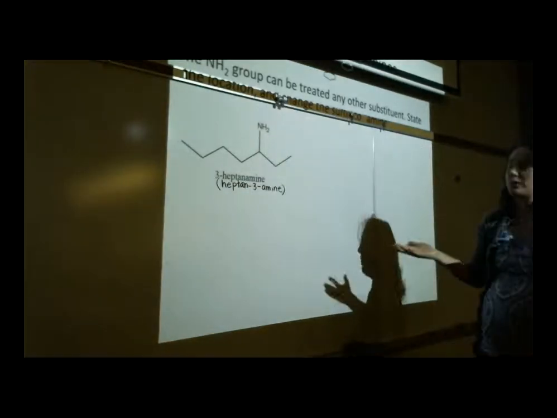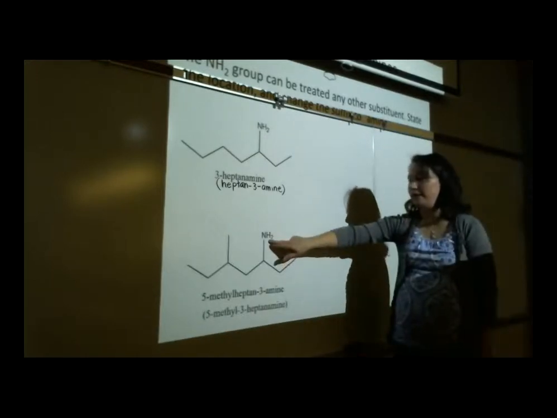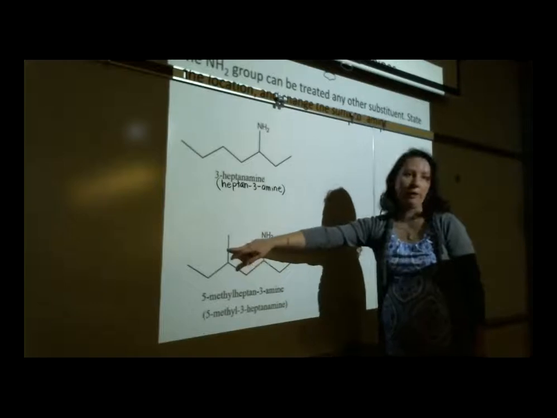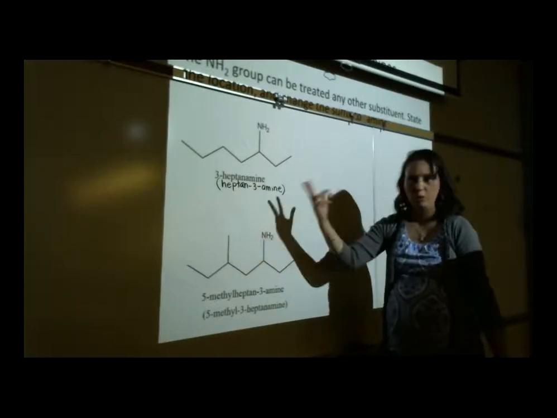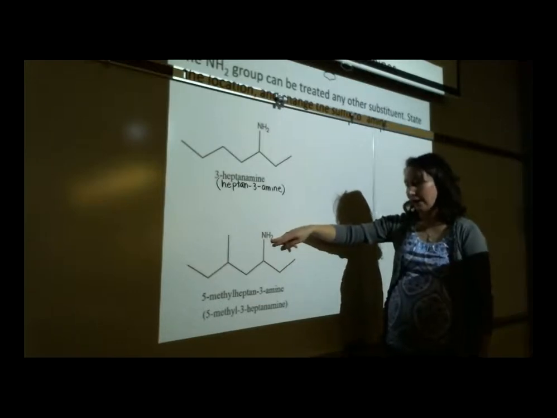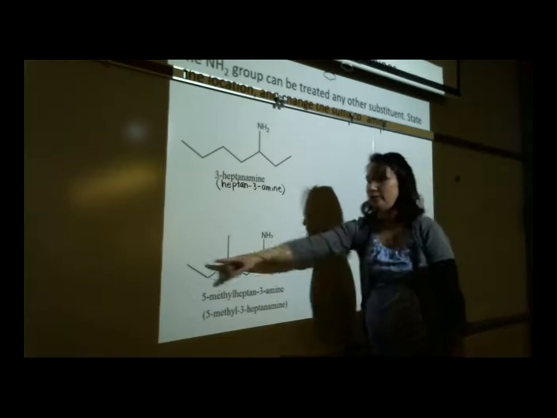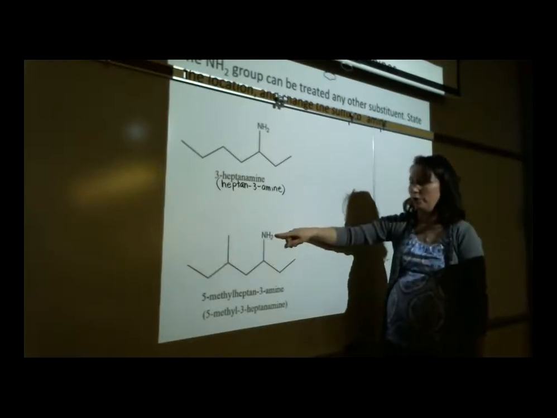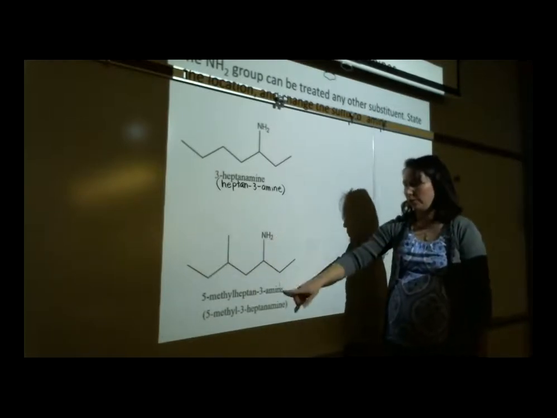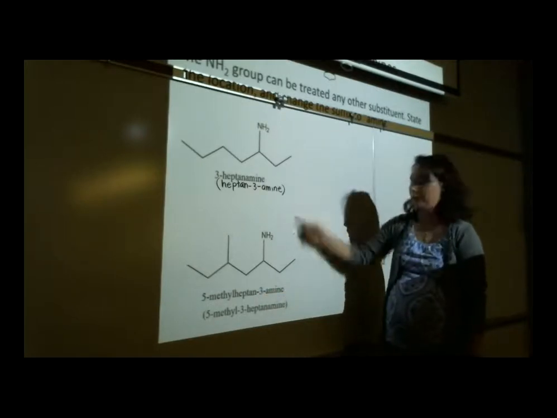Now, if there's another substituent, the amine takes precedence over whatever that other substituent is. If it's a methyl group or a chlorine atom or whatever, right? The amine is going to rank higher than that methyl group. That's why we're numbering from this side instead of this side, because you want to give the lower number to the amine. So 5-methylheptan-3-amine, right? That's what it looks like if you split it up.